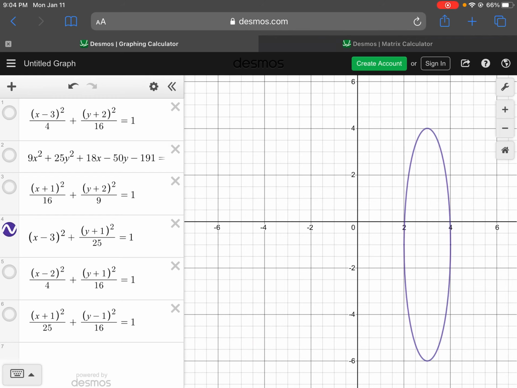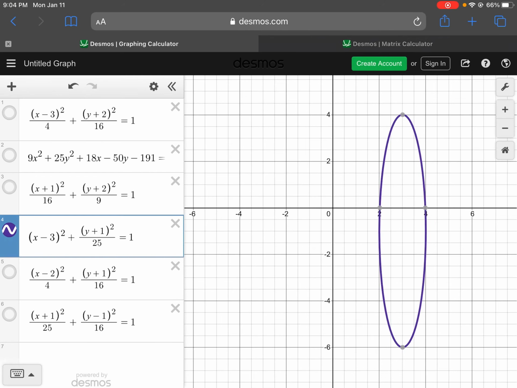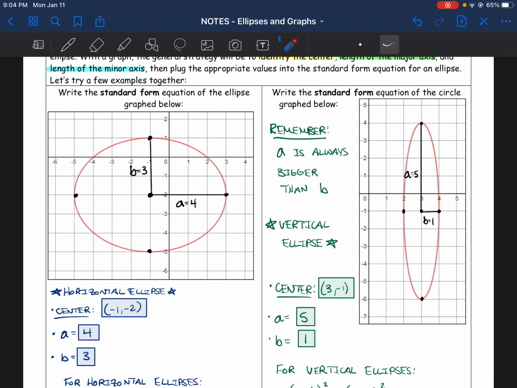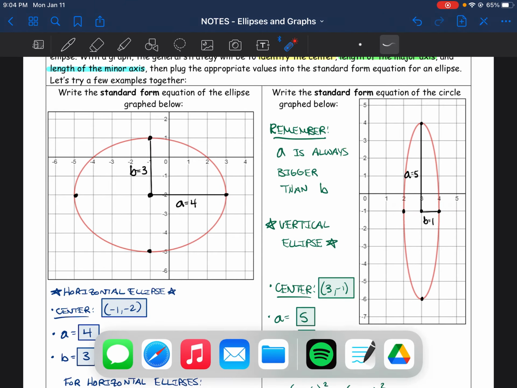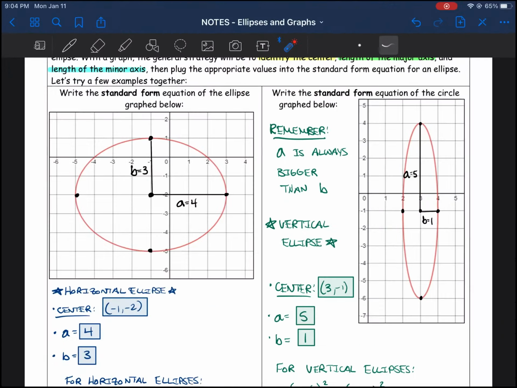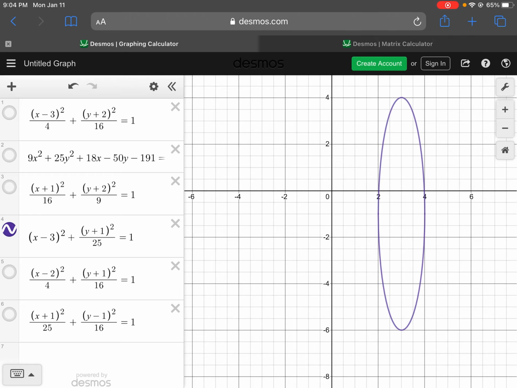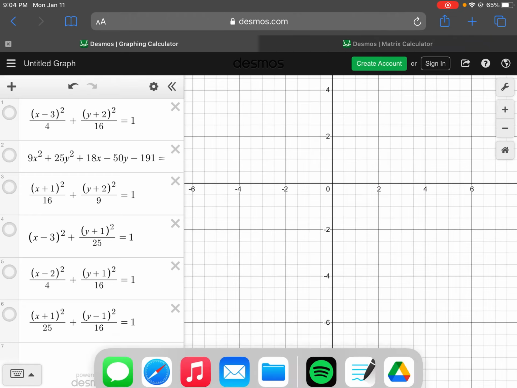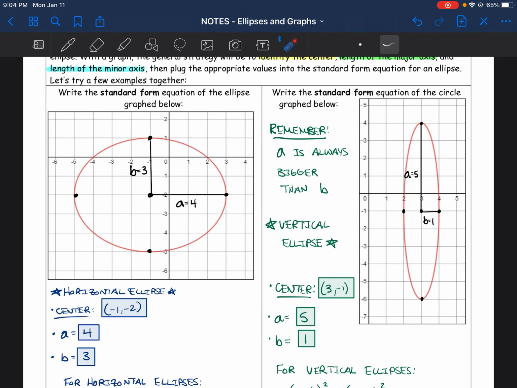So that's what I have right here, and let's look for some key points on the ellipse. We can see 3, 4. We can see 3, -6. Jumping over here to our graph, we can see those points as well. Here's 3, 4. Here's 3, -6. We can also see 4, -1, and 2, -1. And if we jump over to Desmos, we can see those points as well. 4, -1, and 2, -1. So that graph and that equation do indeed match each other.